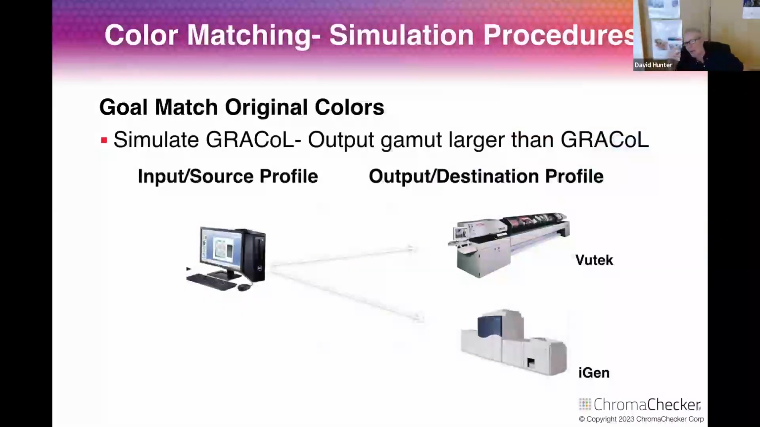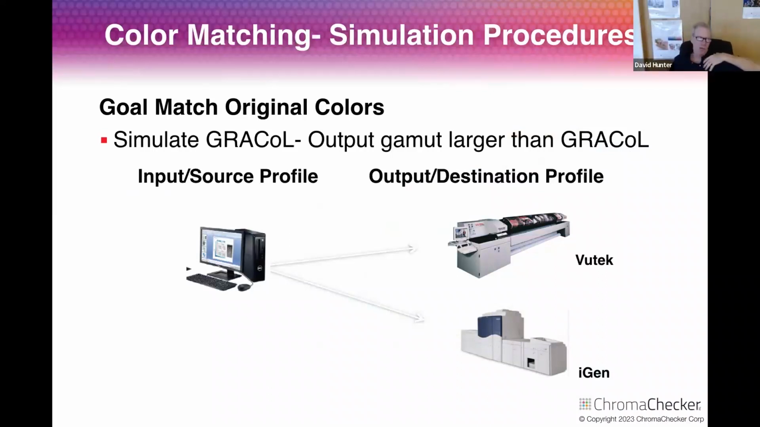Now, strategy number 2 is when you want to match your color from one to the other. So the first thing is you define what you want to match to. So we'll say Grackle. Now, if you want to match to Grackle, you need to ensure that your printer is capable of producing a gamut bigger than Grackle.